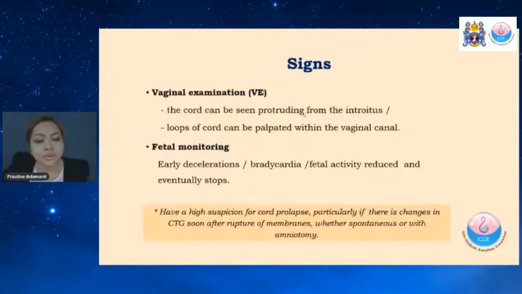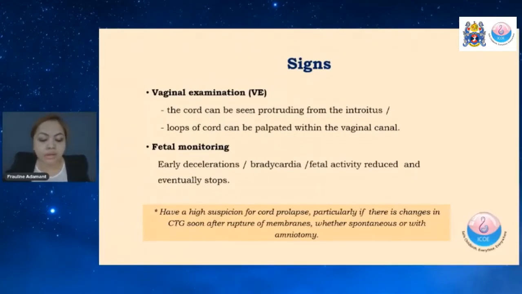The most obvious sign of cord prolapse is when you do the vaginal examination: you can see the cord protruding out from the vagina, or when you put your finger in during VE, you can feel the cord first. Another way to recognize cord prolapse is from your fetal monitoring, which is your CTG.